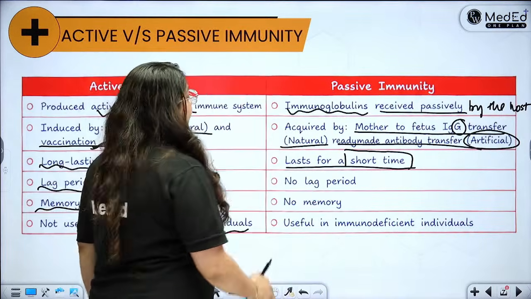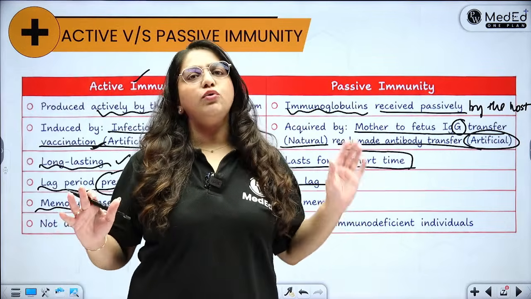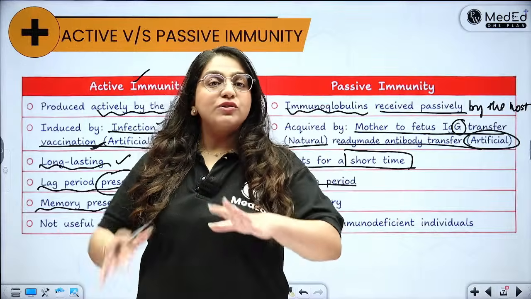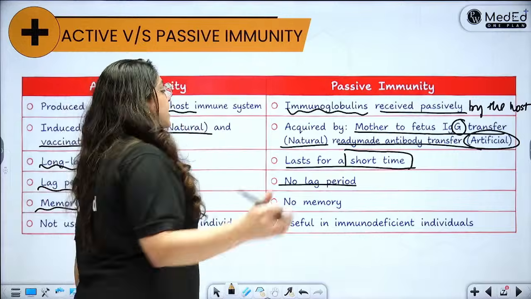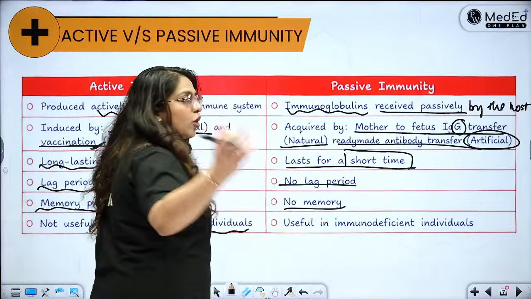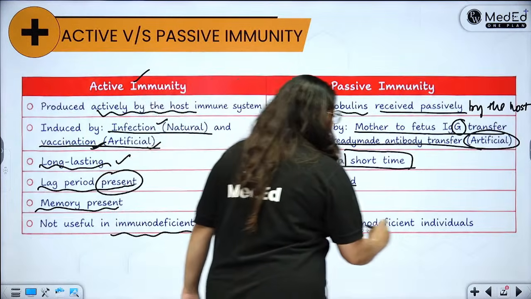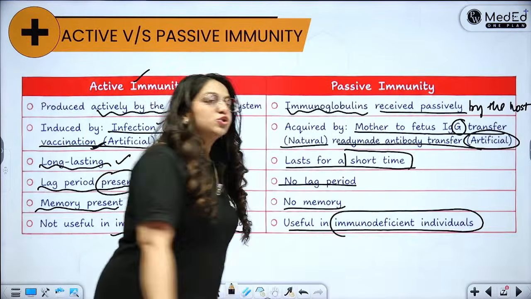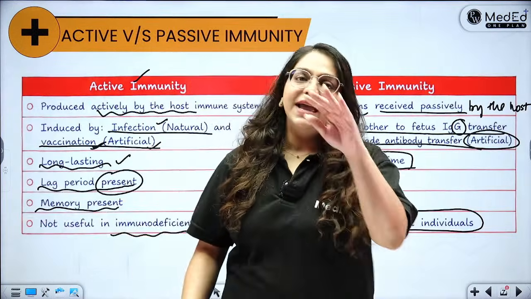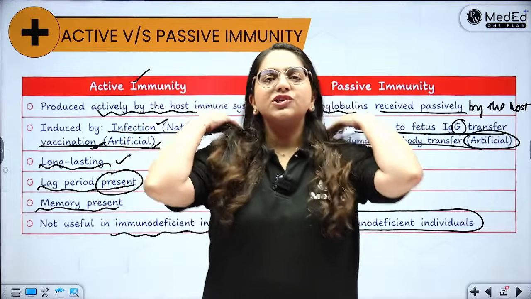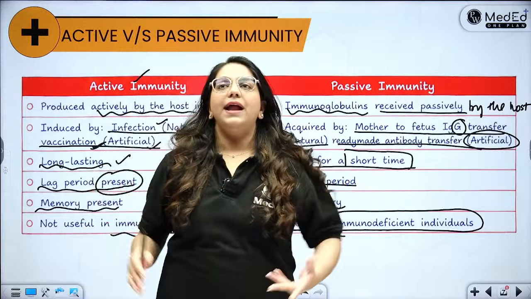Right? There is no lag period. Is there a lag period? From outside they have come, they were prepared to attack. So there is no lag period because there is no antigen processing involved. Of course, no memory will be formed because all of that shebang of B cell, T cell and everything is not happening. And it is useful in immunodeficient individuals, right? So immunodeficient individuals who don't have the ability to do all of this process, in them it is very, very useful because we just send antibodies from outside and they act like treatment and cure the patient.